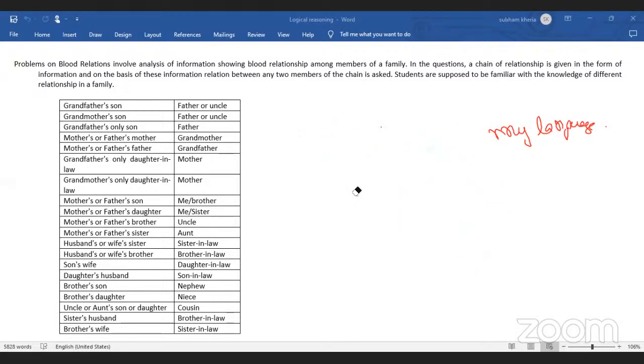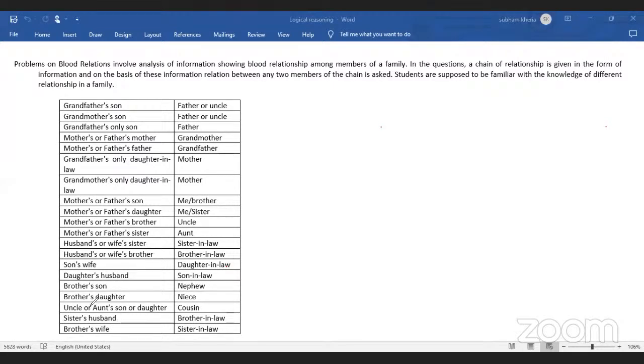Okay. So these were the main relations. Now 2-3 more relations are there. Brother-in-law also had 2-3 more terms. Husband's brother matlab Devarji, brother-in-law. Wife's brother, Sala, brother-in-law. Also, sister's husband. Sister's husband matlab Sadu bhai. Sorry. Sister's husband is Jiaji, brother-in-law.